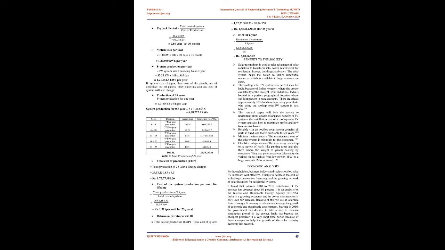The rooftop solar PV system is a perfect idea for India because of the Indian weather, where there is proper availability of sunlight and solar radiation. India is located in a perfect geographical location where sunlight is present in huge amounts. There are at least approximately 300 cloudless days every year. That's why using the rooftop solar PV system is best.